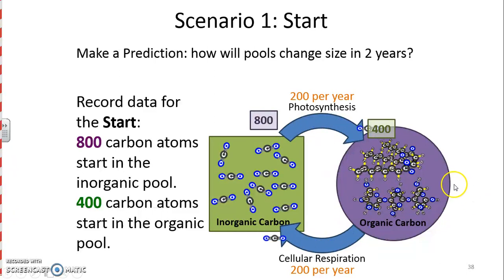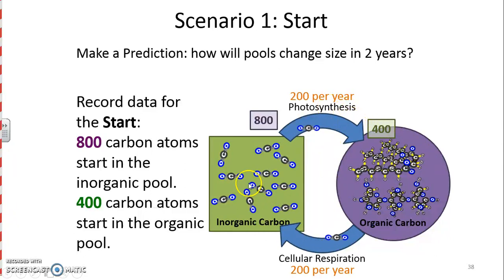In this particular example, we have an inorganic carbon pool, which is the atmosphere, and this starts at 800, let's just say pounds. Let's keep things simple and say pounds. It's 800 pounds of carbon in that area of atmosphere. And our organic pool has 400 pounds. So we've got these 2 pools, inorganic atmosphere and then organic, which would be, let's say, a forest.